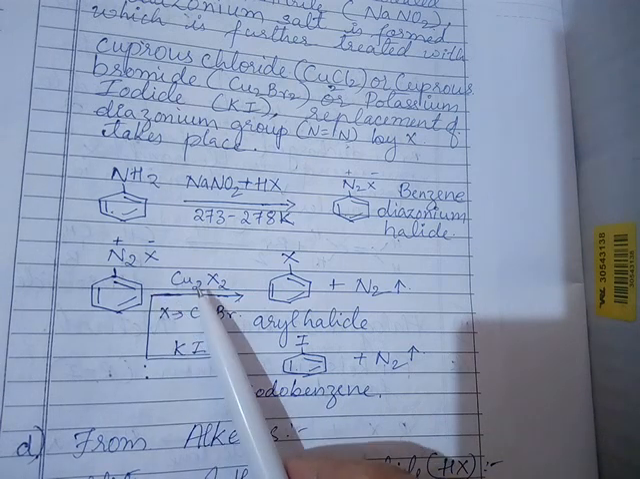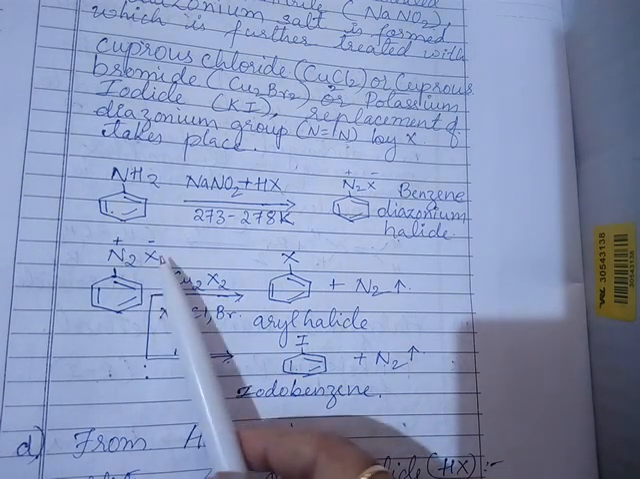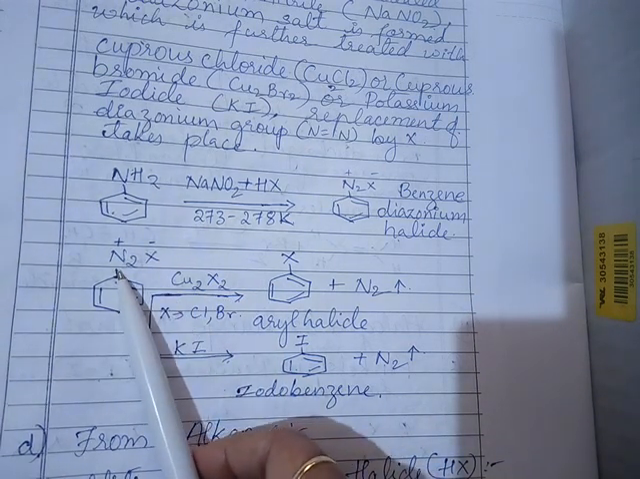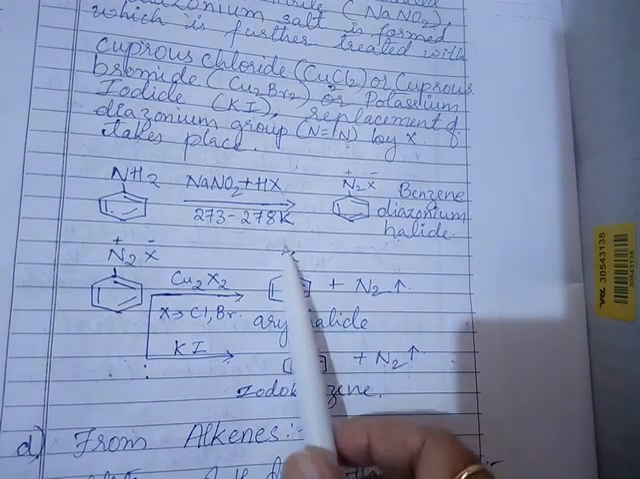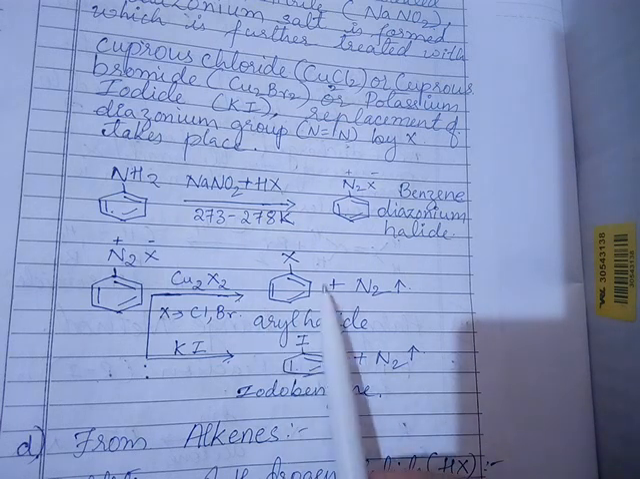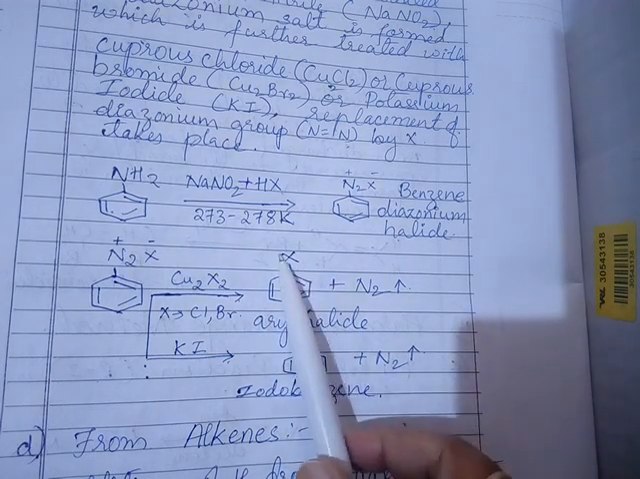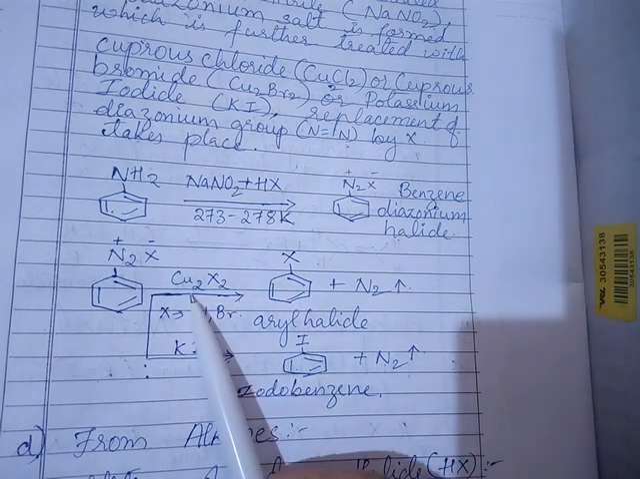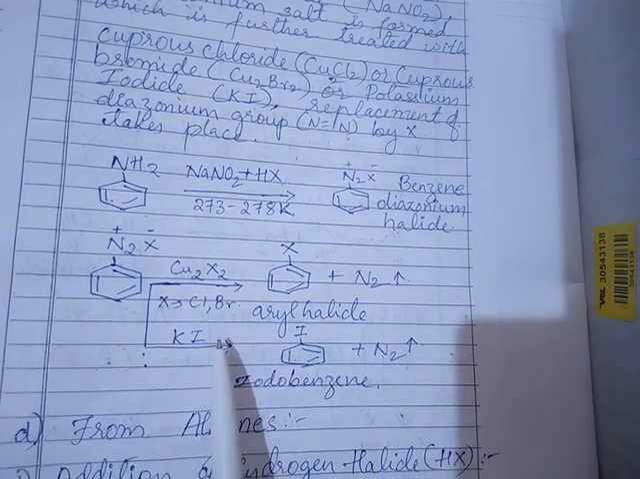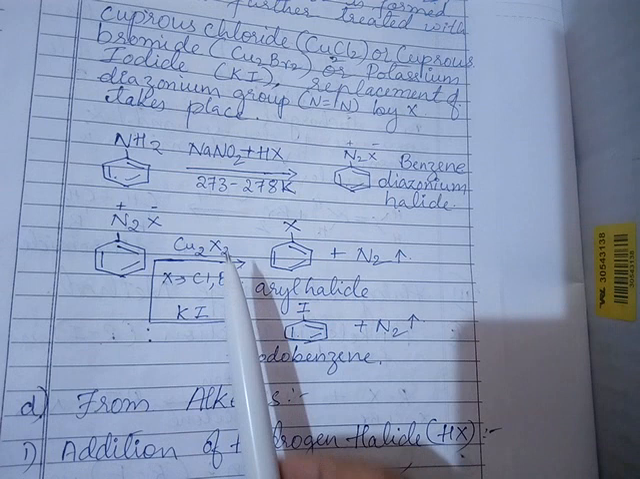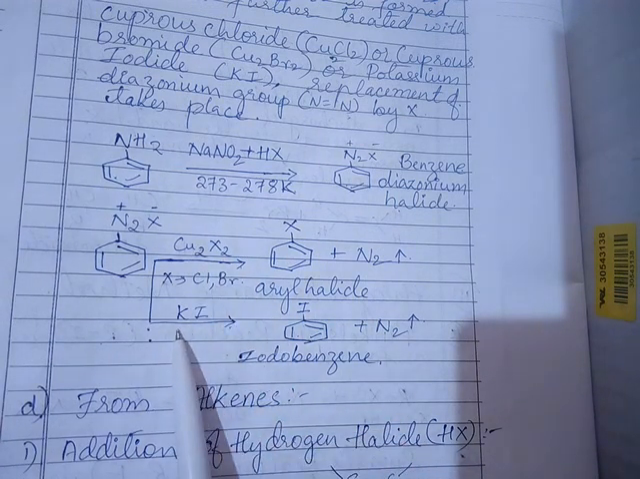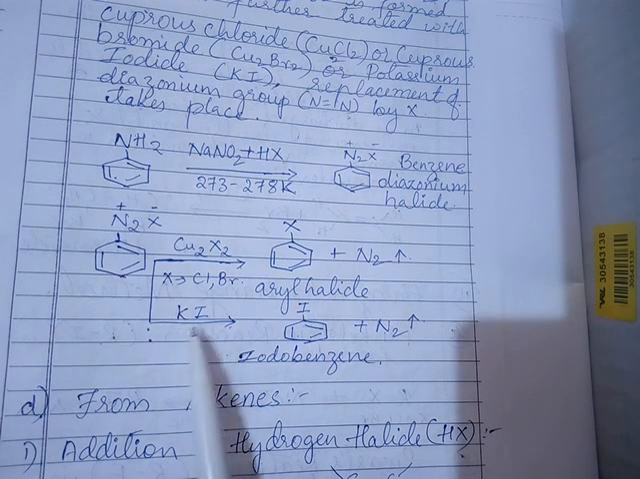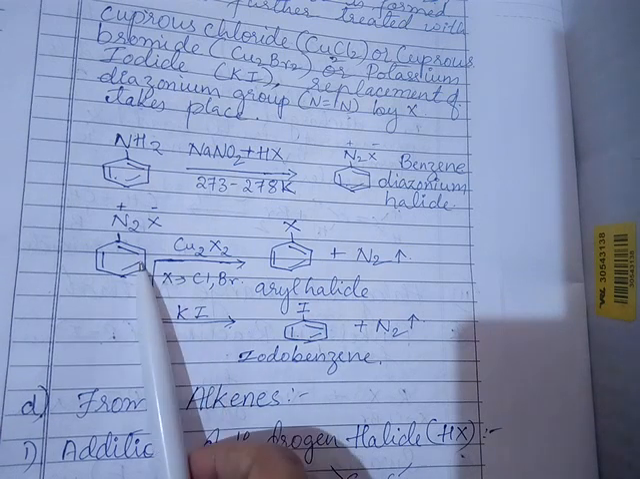Suppose you are treating it with Cu2X2, this halogen is going to get connected over here and nitrogen is released. So therefore you are going to get an aryl halide like chlorobenzene or bromobenzene. Similarly for iodine, instead of taking Cu2I2, directly we can take potassium iodide. When you are just shaking it with potassium iodide, the reaction is going to take place.